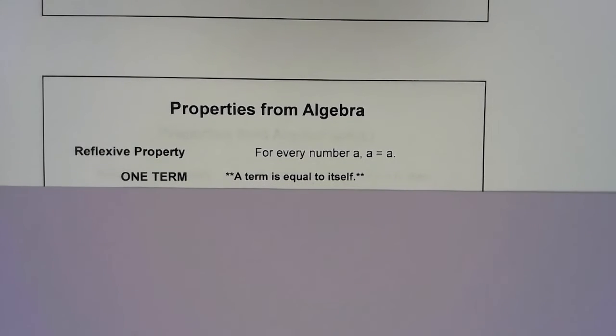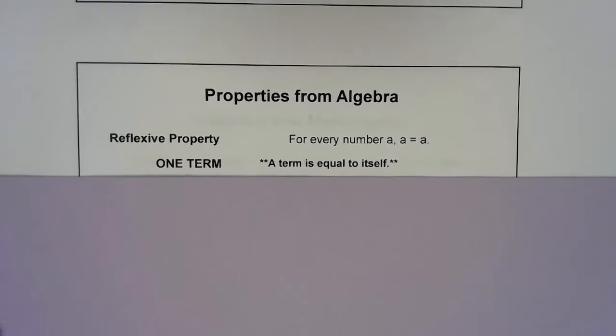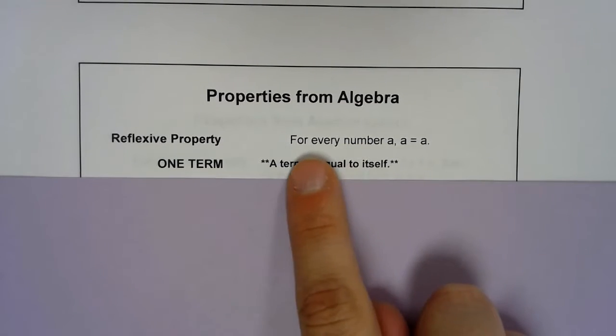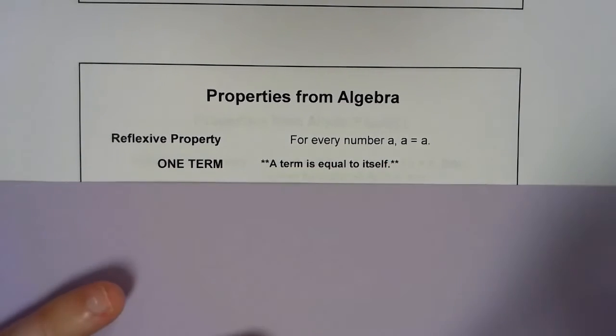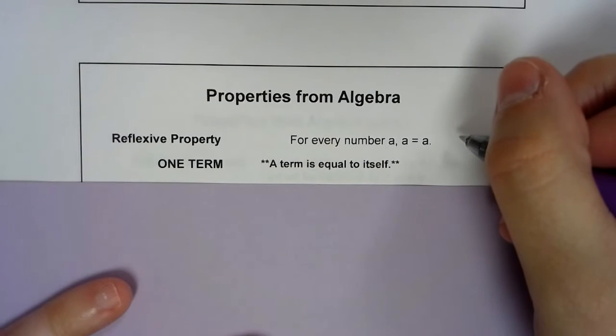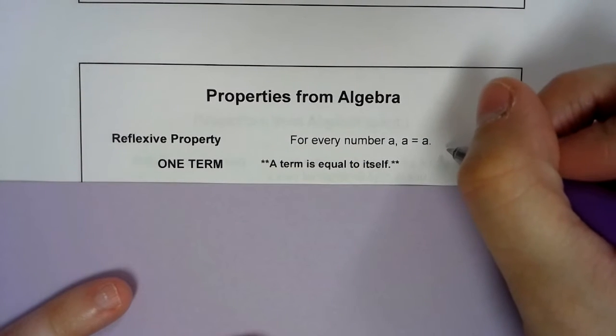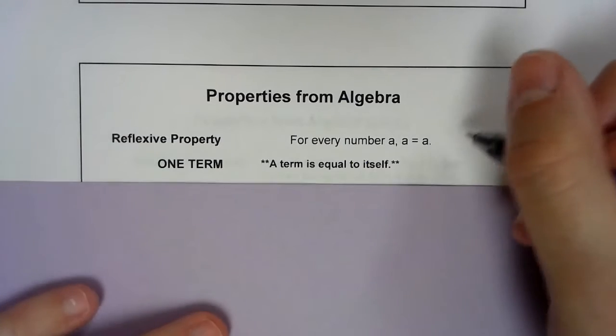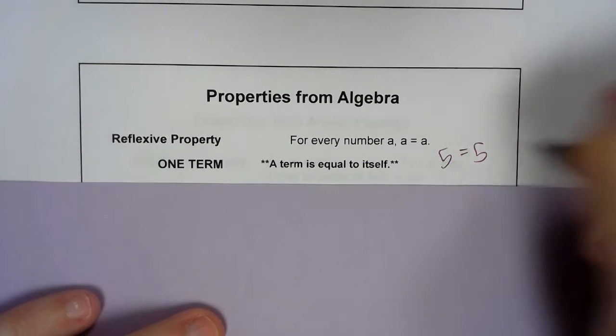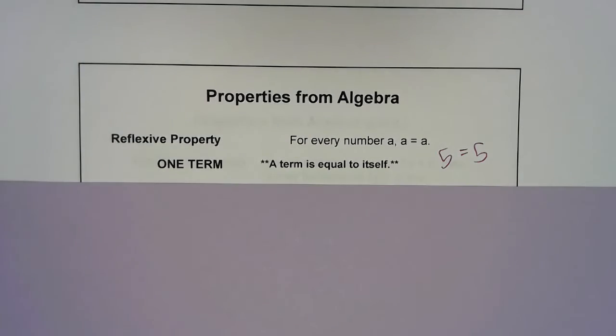So first is called the reflexive property. The reflexive property is just one term. It's when a term is equal to itself. So when you're using the reflexive property, it's going to be like for every number, A is equal to A. That could be like when you're solving an equation and you get that the answer is all real numbers, and at the bottom you get 5 equals 5. Okay, so that's the reflexive property. Something is equal to itself.